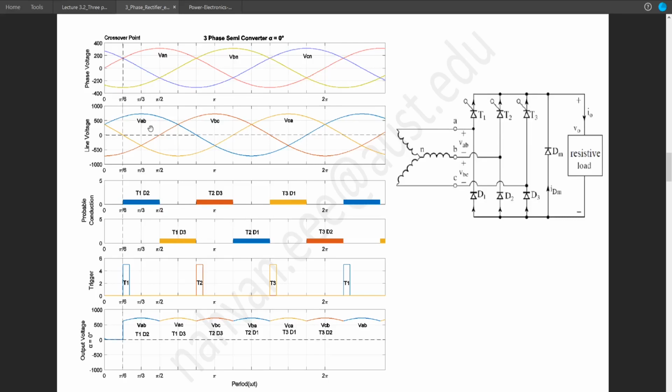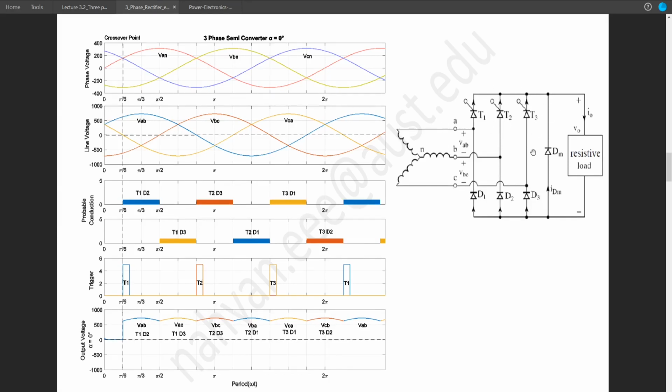The same thing goes for VBA. If we flip this portion, it will become VBA. In case of VBA, T2 and D1 will be turned on in this section. The same thing goes for T3 and D2. So these are probable conduction zones, as the upper portion of the bridge doesn't contain any diode.